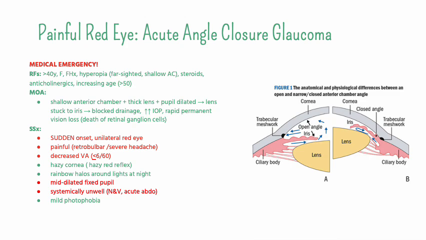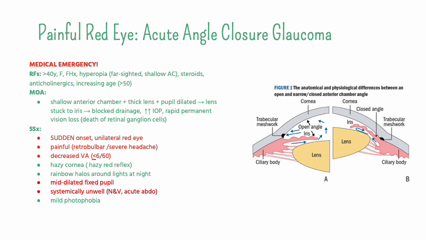This can be due to a shallow anterior chamber, thickened lens, or dilated pupils, which lead to the apposition of the iris and lens as the aqueous pushes the iris forward, causing the iris to push against the trabecular meshwork and thus leading to obstructed outflow. This will ultimately lead to a sudden increase in intraocular pressure.